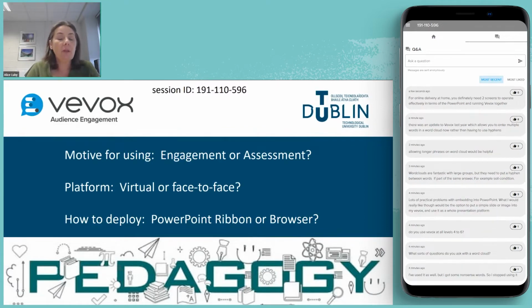Platform, I use it fairly similarly, both virtually and face-to-face, and I'm equally comfortable with it in both formats. And then the last thing is, when I've seen comments coming through about how to deploy it, do you use the PowerPoint ribbon or a browser? I'm really comfortable delivering some of my content in PowerPoint. So I love the PowerPoint ribbon, and I find it really helpful. And when I'm using the polls in that context, I'm really only using the MCQs and the word cloud. So it's enough for me.